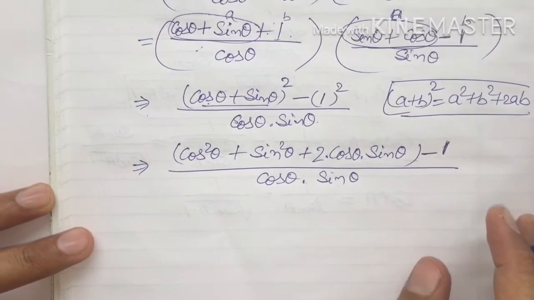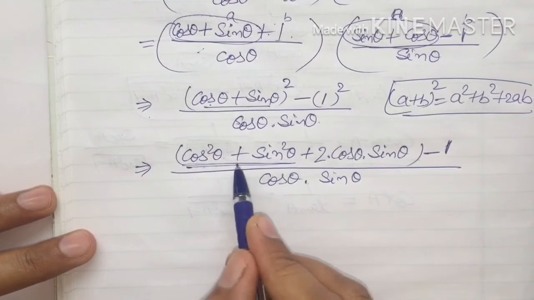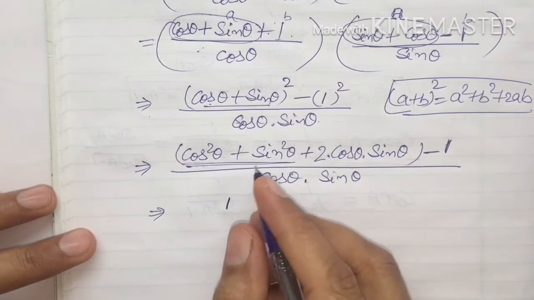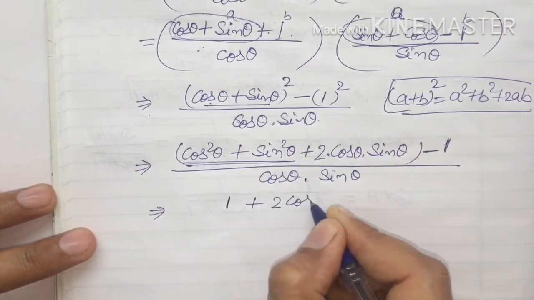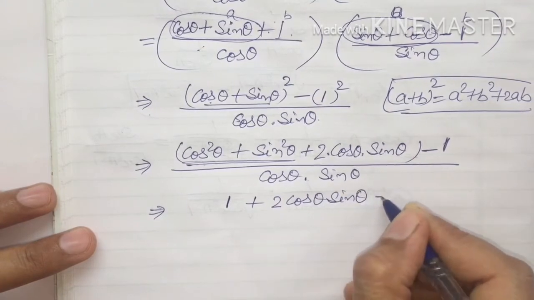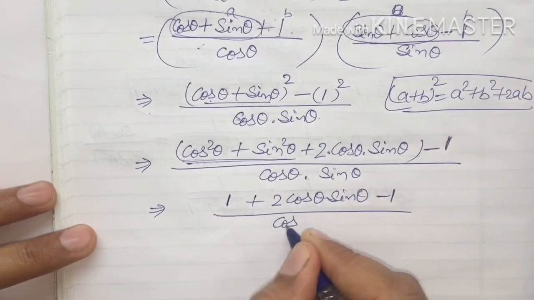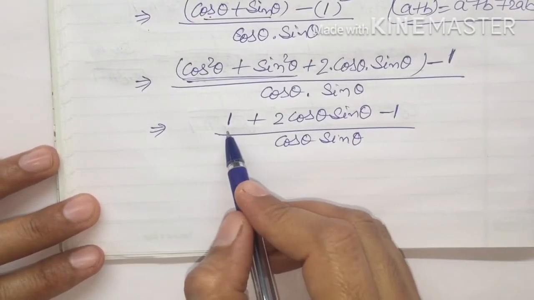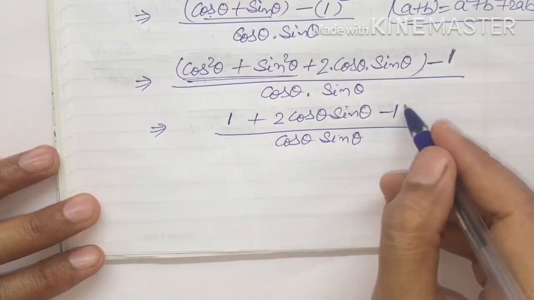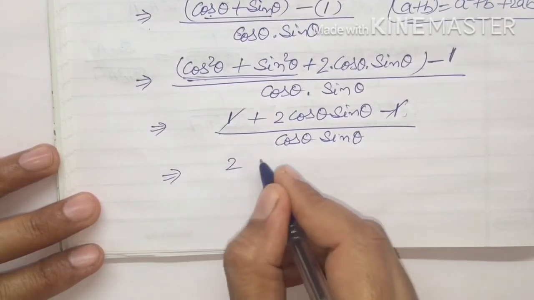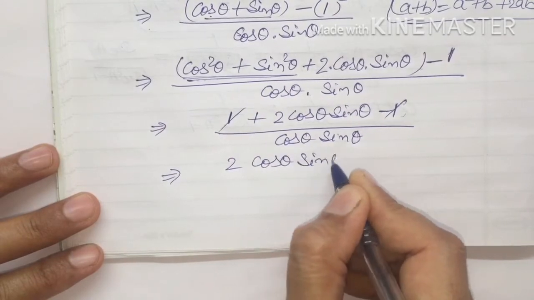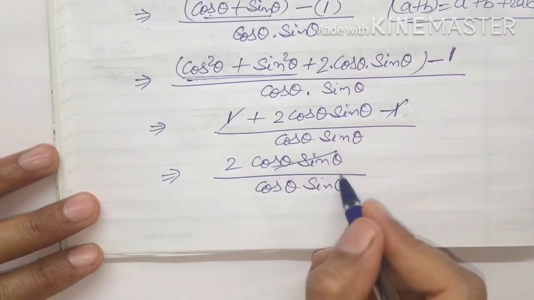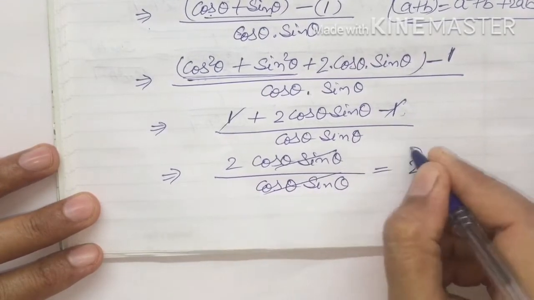So as we know, cos square theta plus sine square theta is equal to 1. So we will put 1 in place of that, plus the remaining part cos theta sine theta, and minus 1 is also there, upon cos theta sine theta. So in the numerator 1 plus and 1 minus is there, so we can cancel. So the left part is 2 cos theta sine theta upon cos theta sine theta. So we can cancel this, and the answer is 2 here.